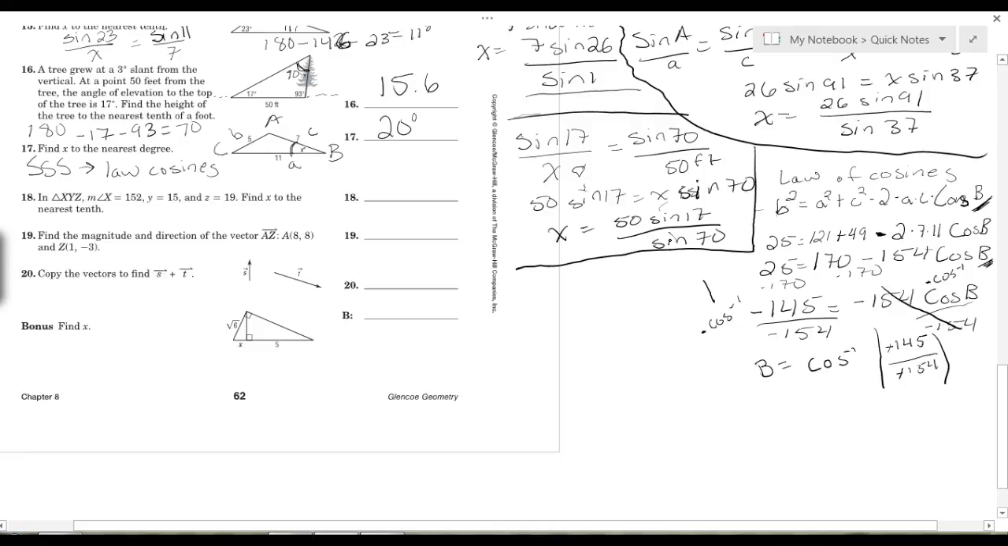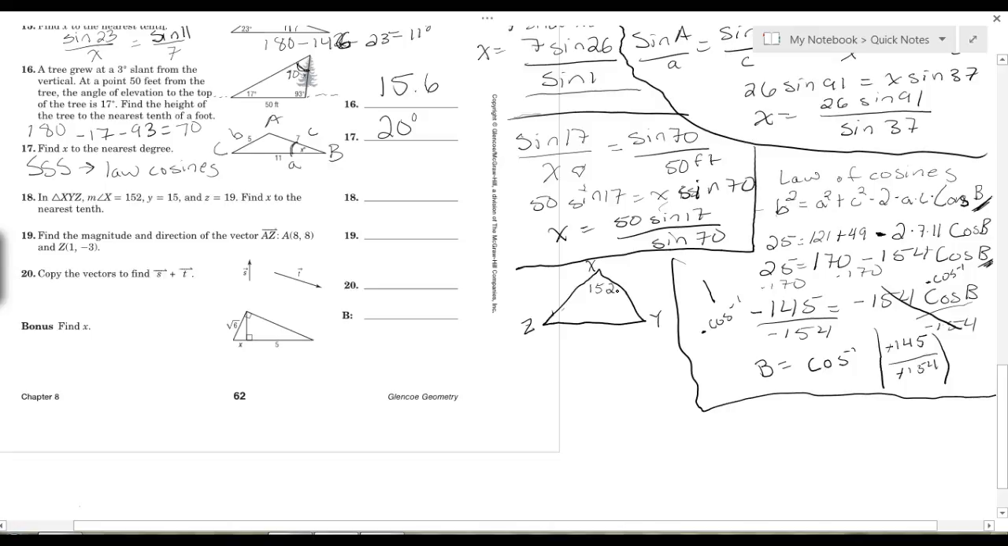Number 18 is actually going to be very similar, except we have to draw our triangle out for ourselves. So they give us triangle XYZ. I'm just going to go ahead and draw X, Y, Z. And remember, capital letters are the angles and small letters are the sides. So X, my angle X equals 152.